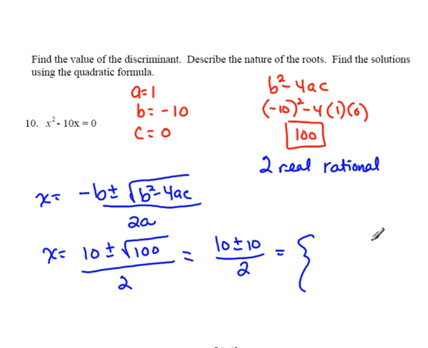So what are the two answers, since these are like terms? Well, 10 plus 10 is 20 divided by 2. That gives you 10. Well, 10 minus 10 is 0 divided by 2 is 0. So those would be your two answers. And they are indeed real, and they are rational.